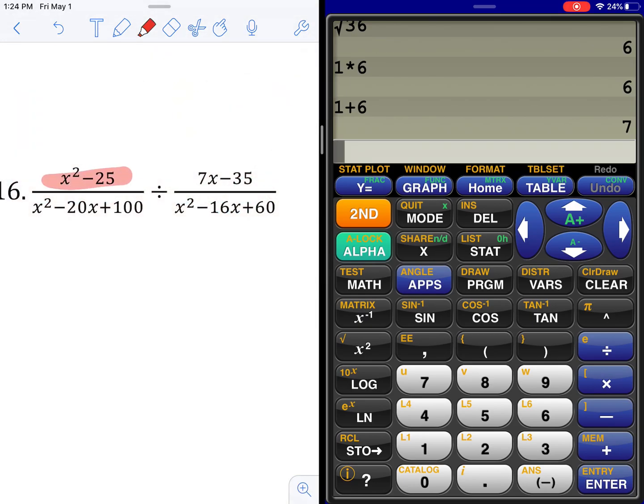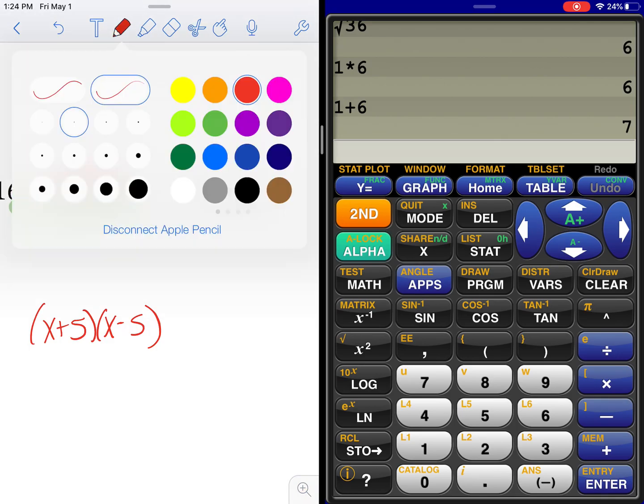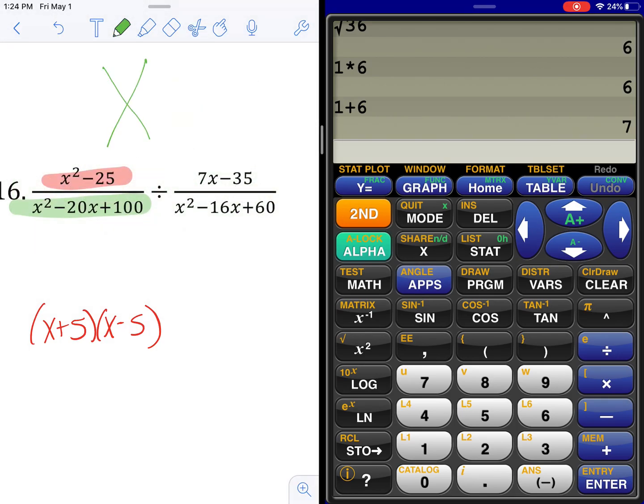Again, we'll start with the top left. x squared minus 25, that is difference of two squares, so I get x plus 5 times x minus 5. Bottom left, factors of 100 that add up to negative 20, that would be negative 10 and negative 10. So I get x minus 10 times x minus 10.